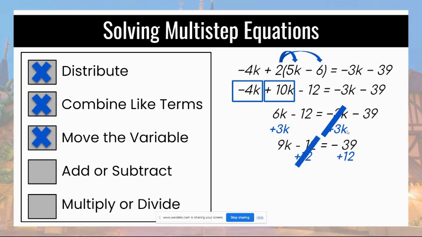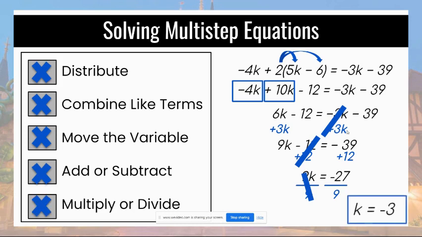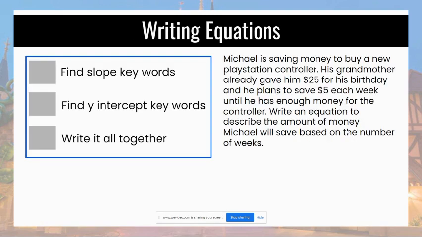That gets canceled. I get 9k, negative 39 plus 12 is negative 27. To get k by itself, I'm going to divide both sides by 9. k is equal to negative 3. Make sure you go in this order, just like we did with the checklist: distribute, combine like terms, move the variable, add or subtract, multiply or divide.